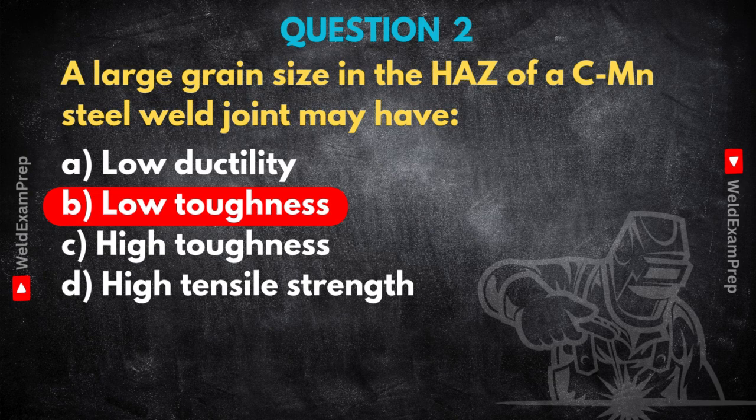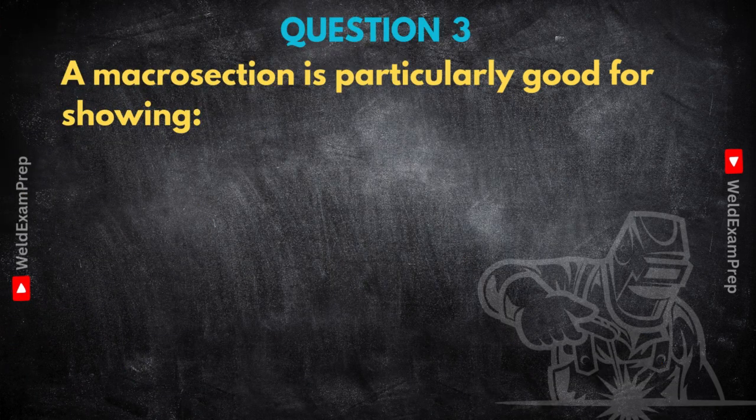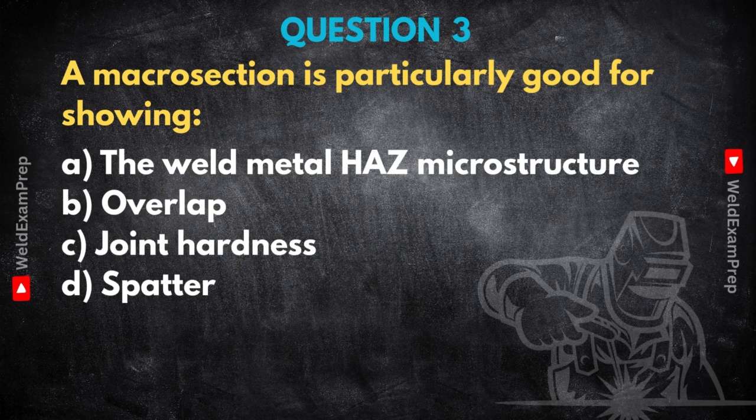Okay, let's talk about a technique inspectors use to actually see inside the weld. Question 3. A macro section is particularly good for showing: A, the weld metal HAZ microstructure, B, overlap, C, joint hardness, or D, spatter. Think about what a macro section is. A slice through the weld, what does it show best? The correct answer here is B, overlap. Yeah, different tools for different jobs, right?